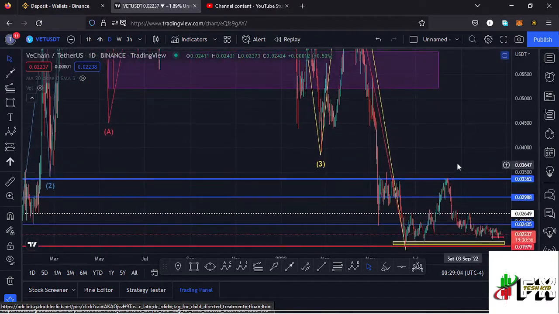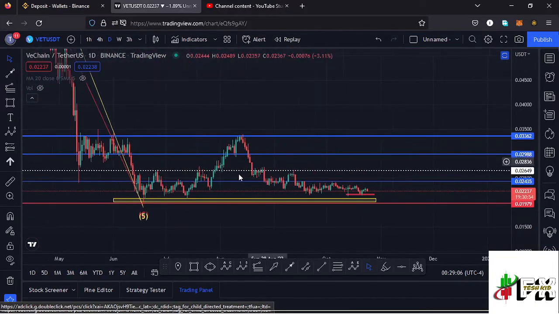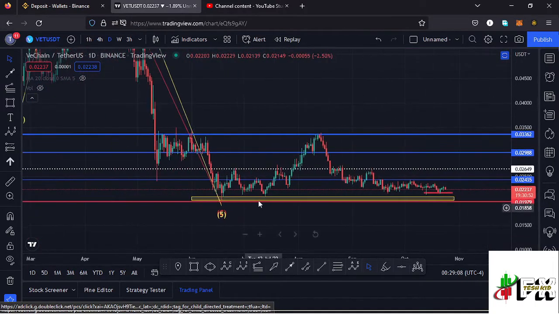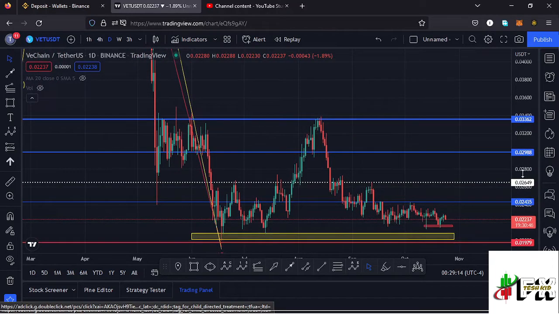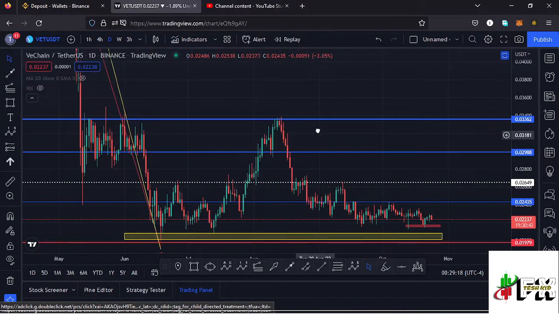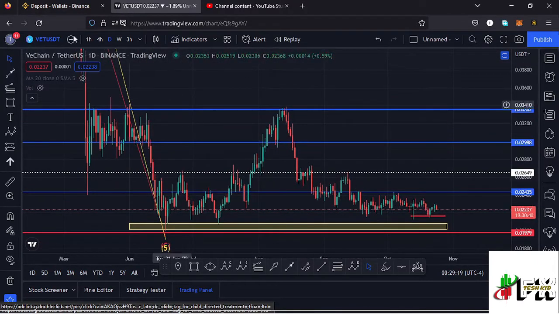And starting my analysis here on the daily chart, after making our low down there, we saw a very nice bounce to the upper side, managed to break above key areas of resistances, but at the key area of resistance at around the $0.03362 mark, we got rejected, and we are seeing a massive pullback to the lower side.